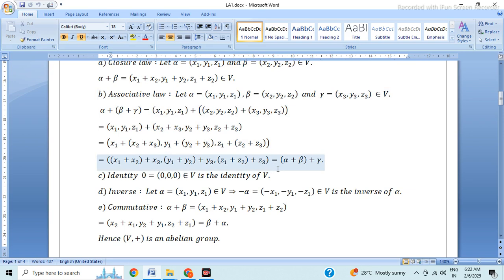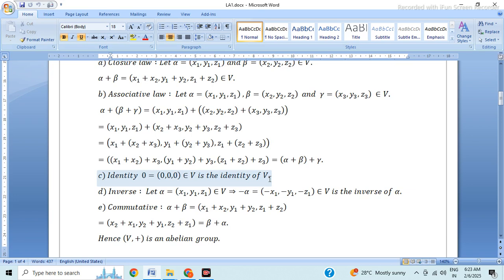Again, just see in V. What is V? It is xyz. xyz belongs to R. R means it is real numbers only. Then for real numbers, we can write x1 plus x2 plus x3 in either grouping. Similarly, y1 plus y2 plus y3, z1 plus z2 plus z3. Then it is the same as alpha plus beta plus gamma. We did the same type of problems earlier. It is similar only; the last two conditions are what change.